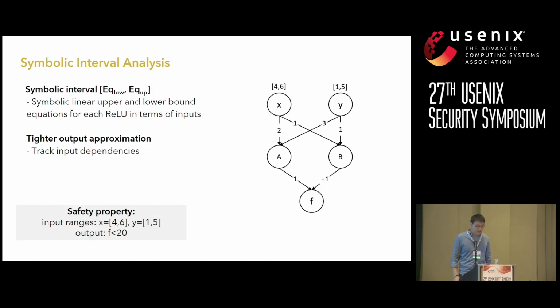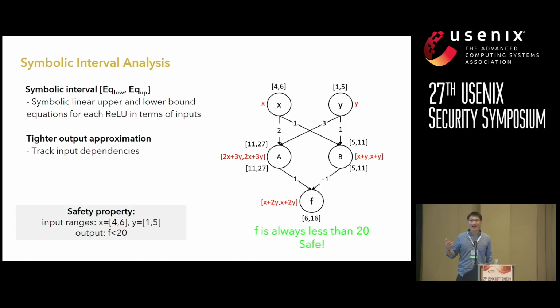To handle this problem, we have proposed symbolic interval analysis. It means that we keep the symbolic linear upper and lower bound equations for each ReLU in terms of the inputs. And we can easily track the dependency of the output by keeping such symbolic intervals. So consider the same example: we propagate x and y to the hidden node A and get the symbolic interval as 2x plus 3y to 2x plus 3y. And the same for B and F. Finally, we get the range as 6 to 16 by tracking the input dependencies. Now we have verified that the property is safe because F is always less than 20.